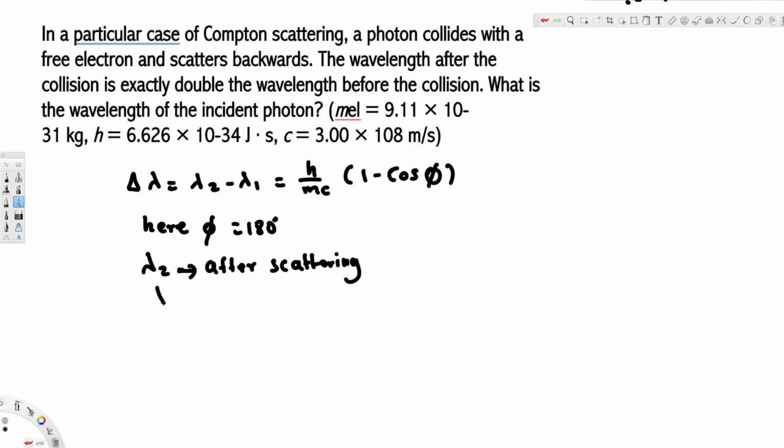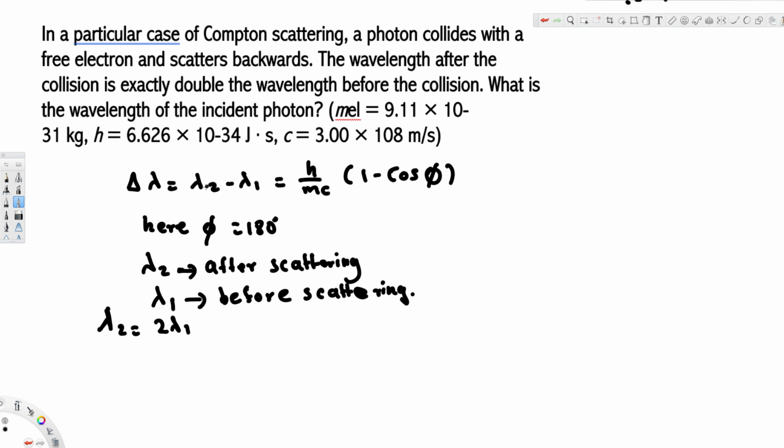And lambda 1 represents the wavelength before scattering. Now let's look at the question. Here they have mentioned that the wavelength after the collision is exactly double the wavelength before the collision. So lambda 2 is equal to 2 lambda 1. That's what they are mentioning, right? So lambda 2 is equal to 2 lambda 1.